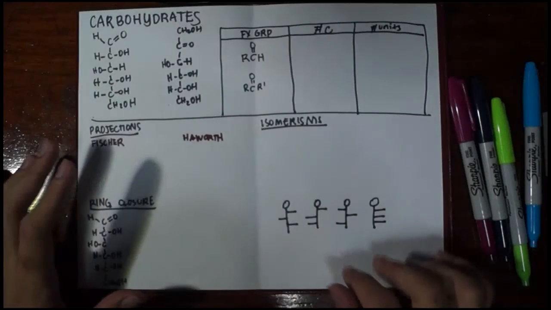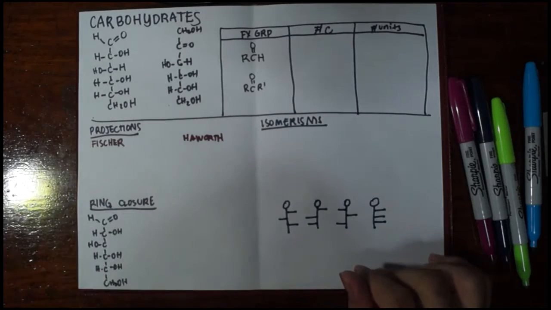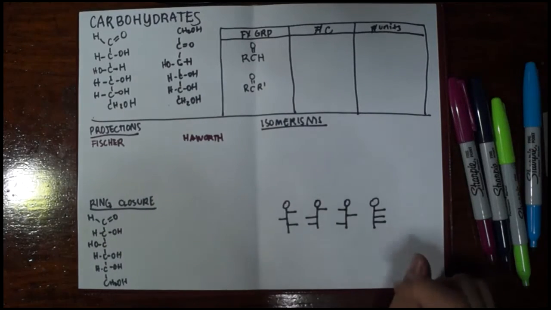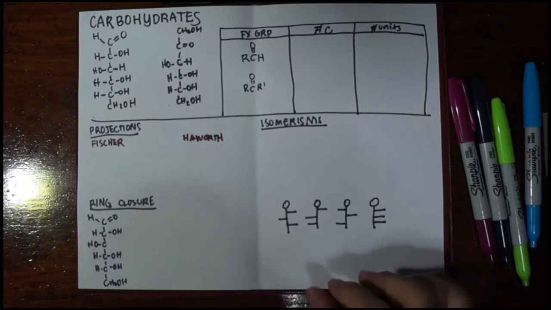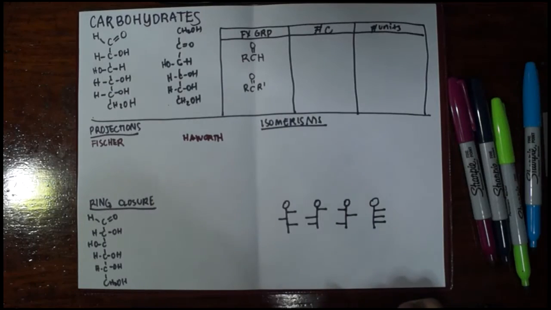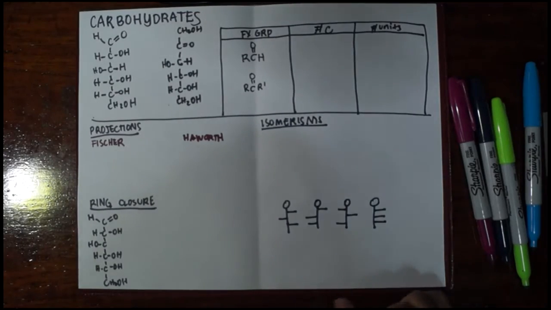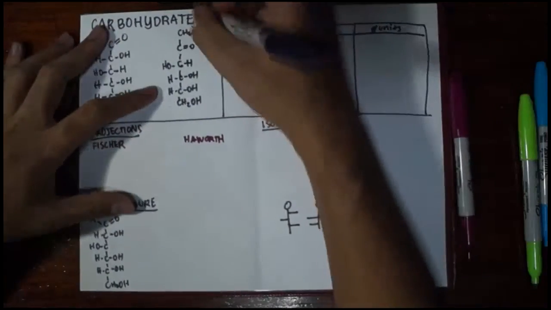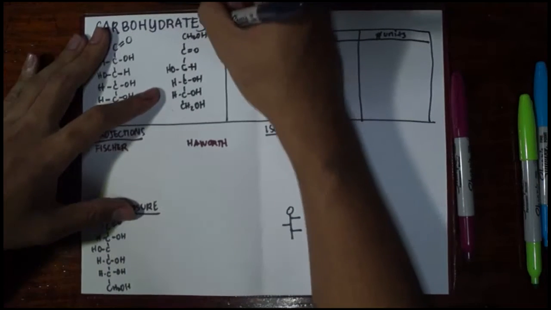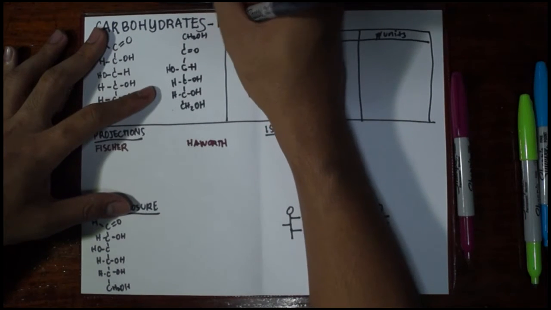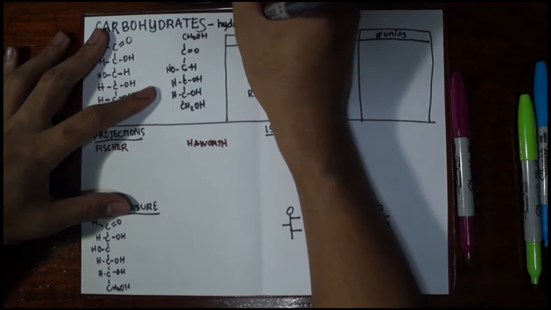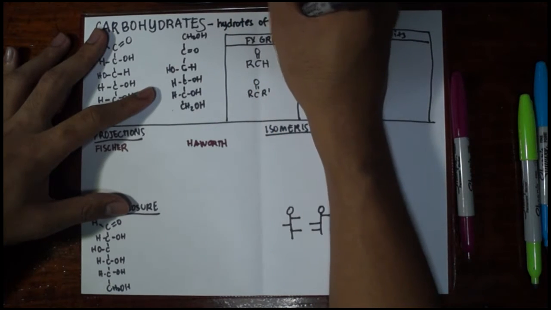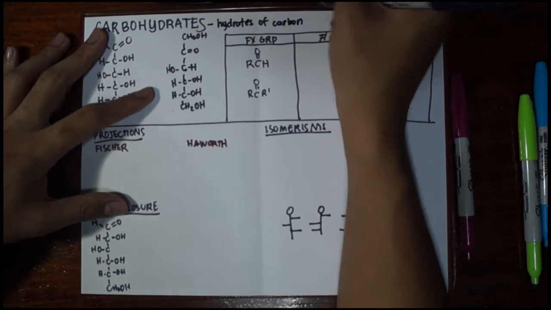After discussing proteins, nucleic acids, and lipids, it's now time for the last class of biomolecules for us to discuss, and these are the carbohydrates. Generally speaking, they are defined as hydrates of carbon.